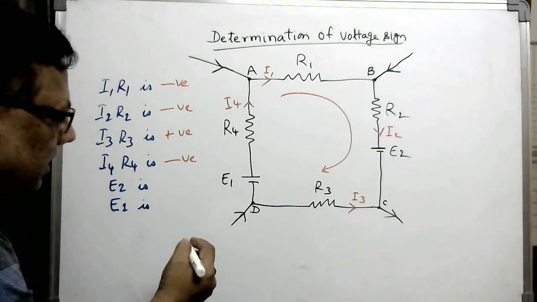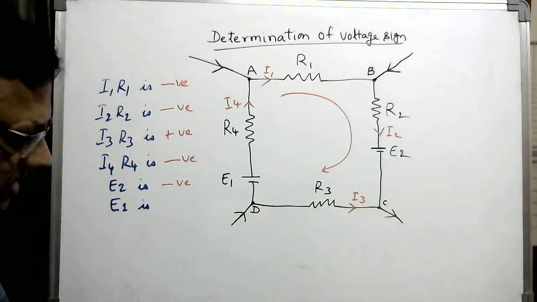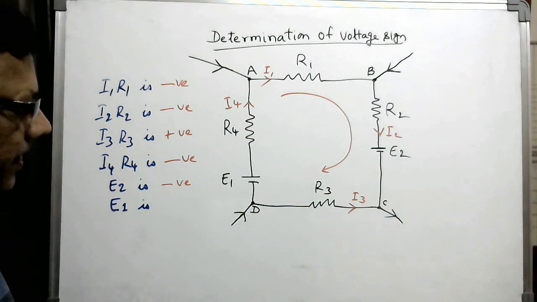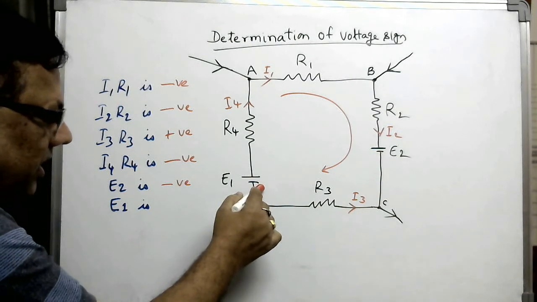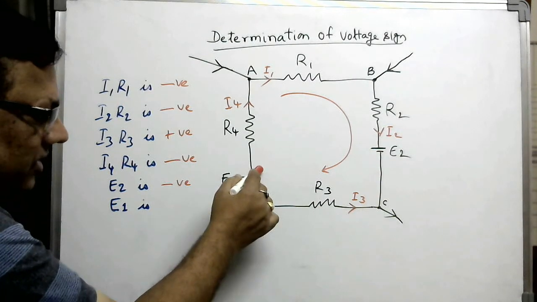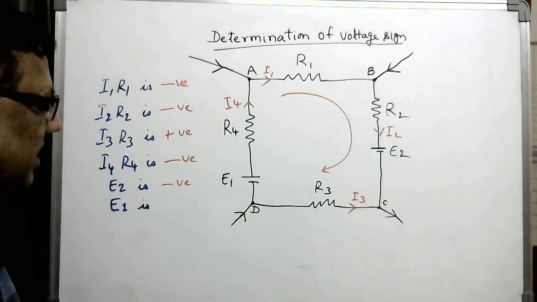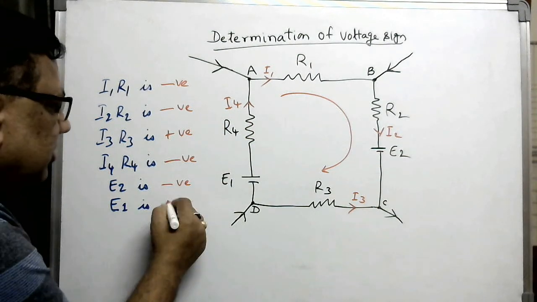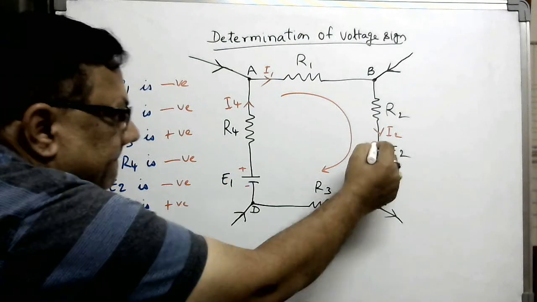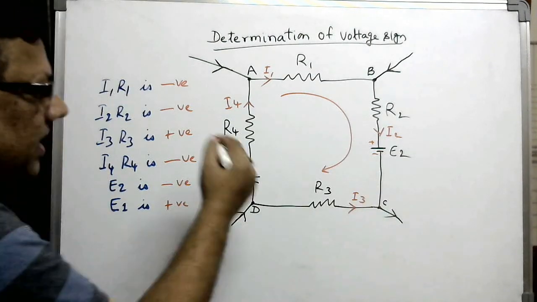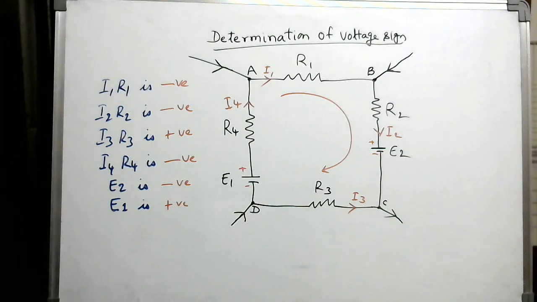Therefore, the sign has to be taken as negative. And we are moving from the negative of the battery to the positive of the battery, thereby there is a rise in potential. Hence, E1 has to be taken as positive.